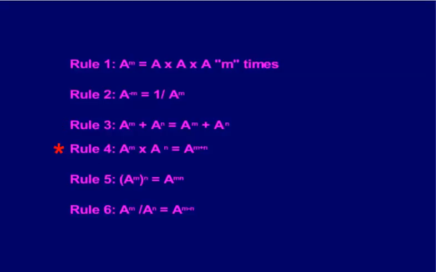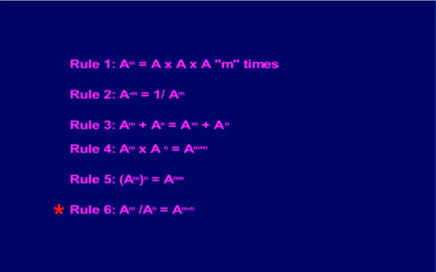The reason for the confusion is rule number 4. A to the m times a to the n equals a to the m plus n. If you multiply the same number or variable with different exponents, you add the exponents. Now rule number 5, a to the m raised to the power of n is a to the m times n. The only time you multiply exponents is when you're raising a power to a power.